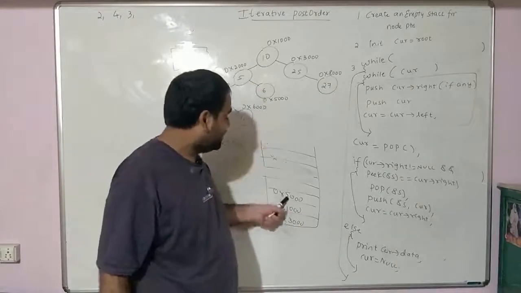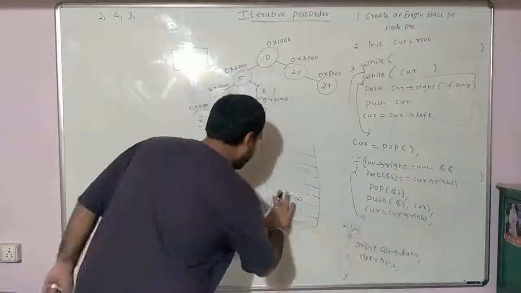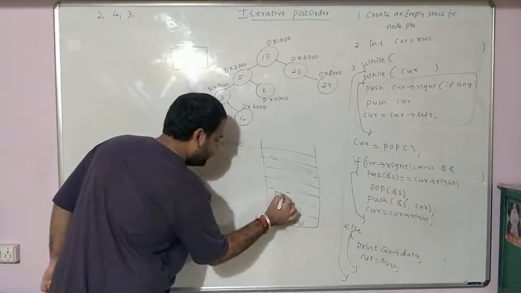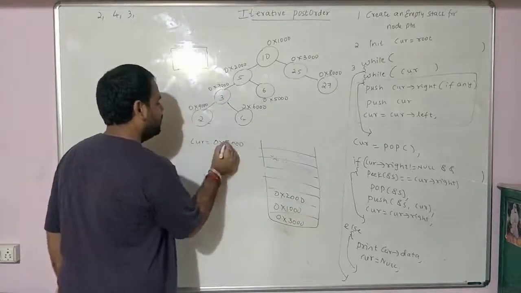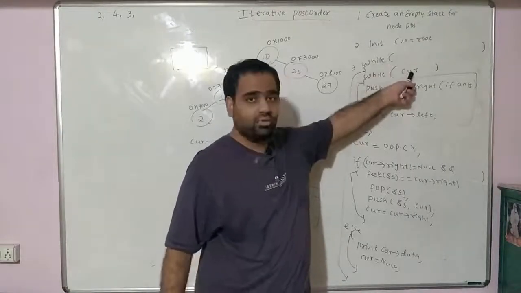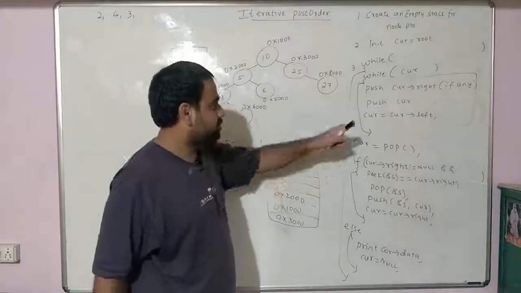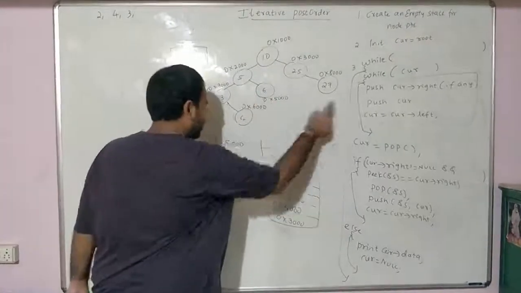That means the right child is available at the top of the stack. We still did not process the right child. Therefore, you pop it, you push the current, and you say current equal to current arrow right. 2000 arrow right is what? 5000. Do not execute the else part. Go back. Assume the condition is true. While current is 5000, it is true. Push current arrow right if any. Is there any 5000 arrow right? No. Then you have to push the current.